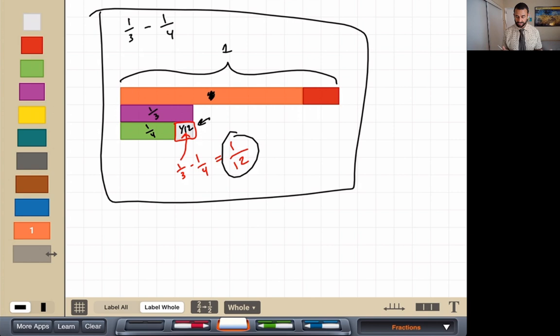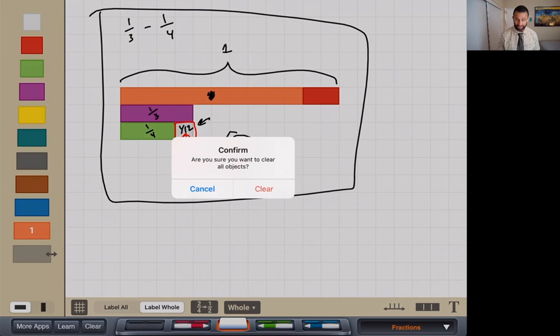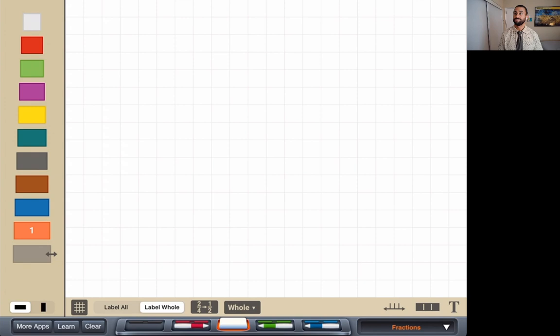Okay, next example. Oh yeah, so that was addition, that was subtraction. Now let's do multiplication. This one is fun. Okay, division is actually my favorite. That's why I love these so much. Division is my favorite thing to model with Cuisenaire rods. Okay, so the next problem we're gonna do is 4 times 2/3.